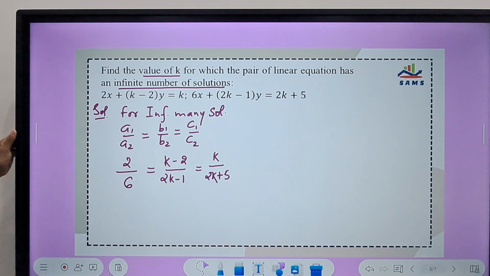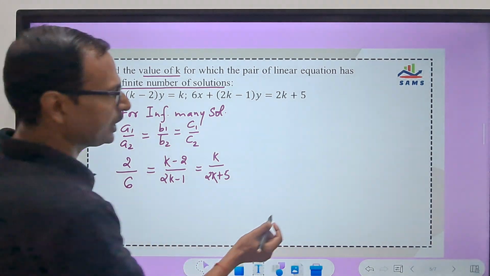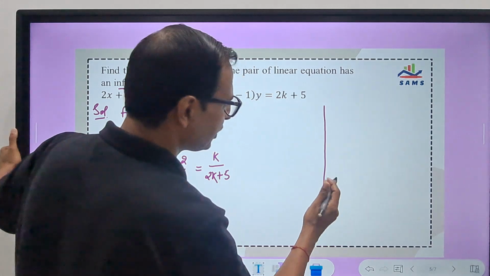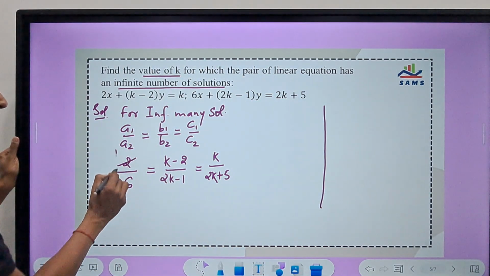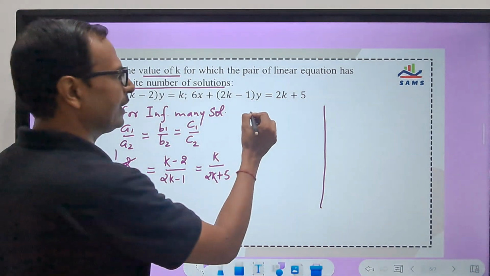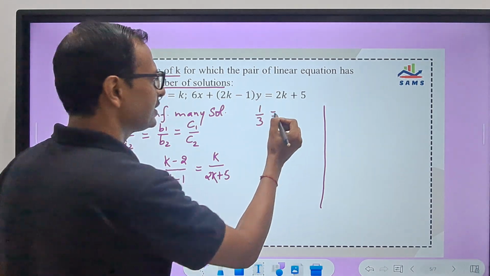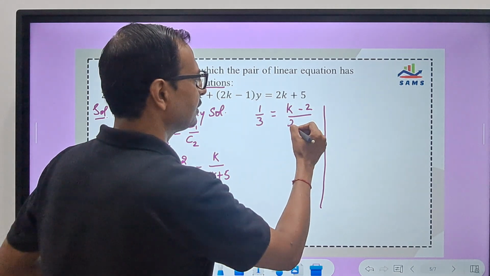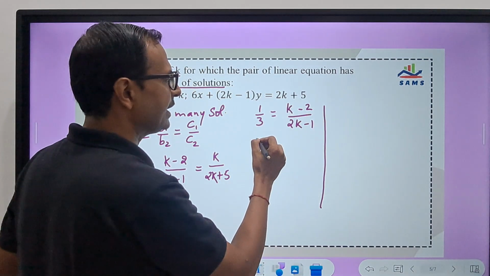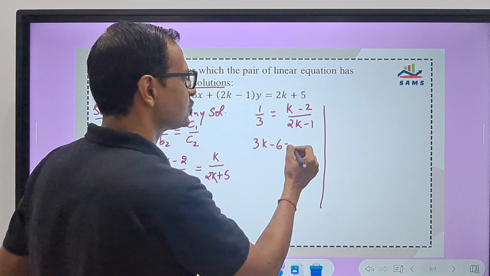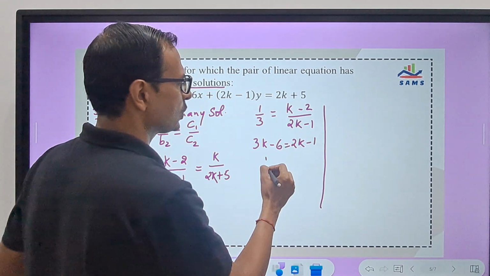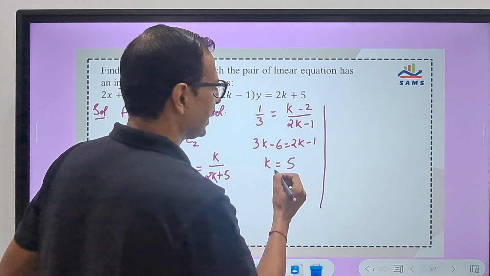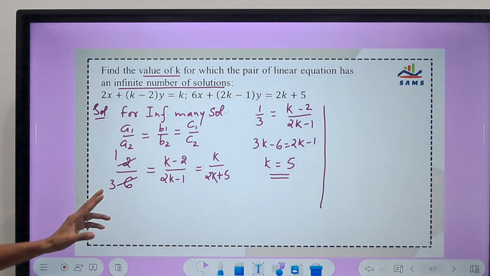So for the first one, you can do it in two ways. See, I'll split it into two parts. I'll take the first and second. This is 1 by 3, right? So 1 by 3 equals the second ratio, k minus 2 over 2k minus 1. So cross multiply, 3k minus 6 equals 2k minus 1. So k equals 5. So I got k equals 5 when I equated the first and the second.